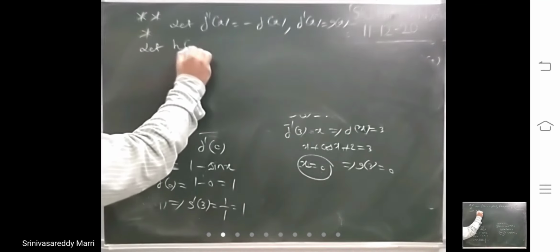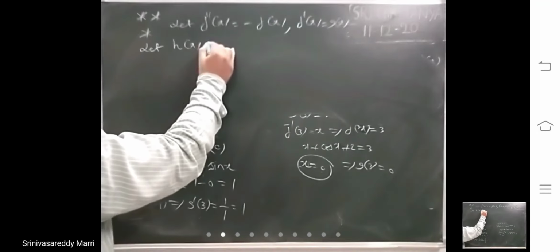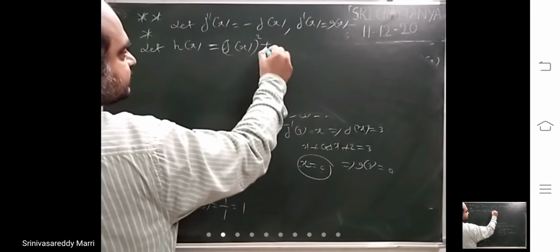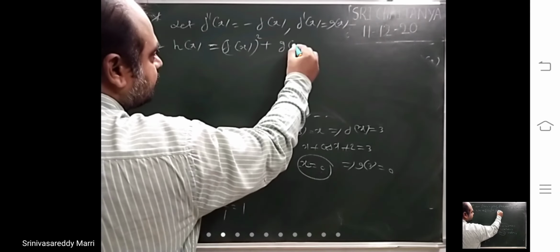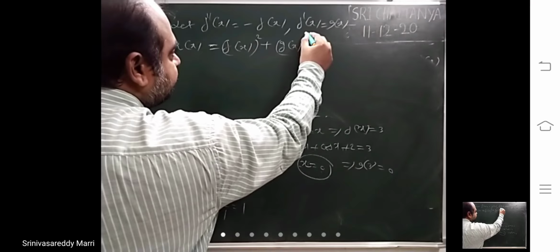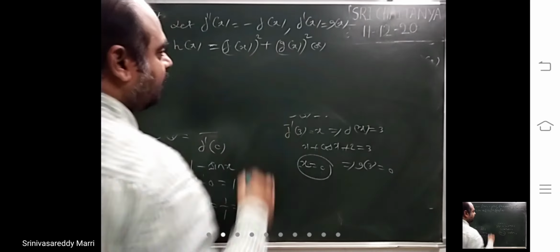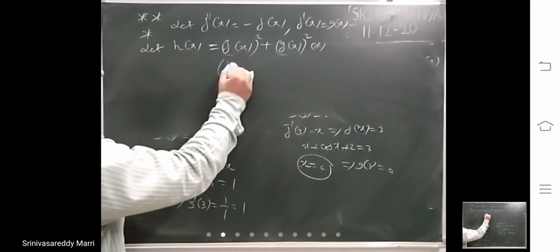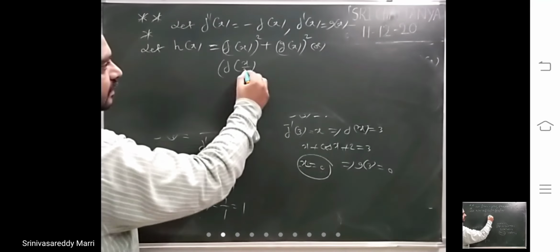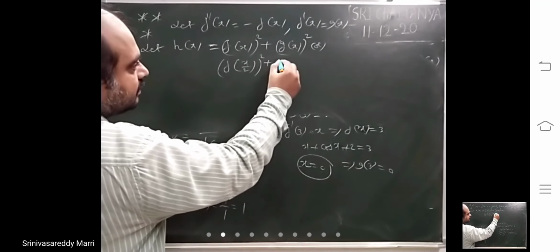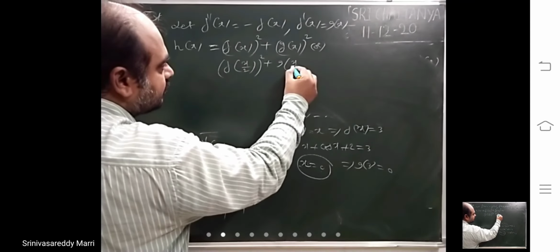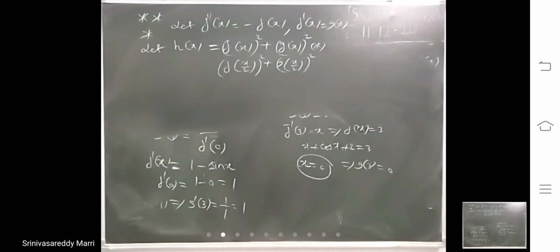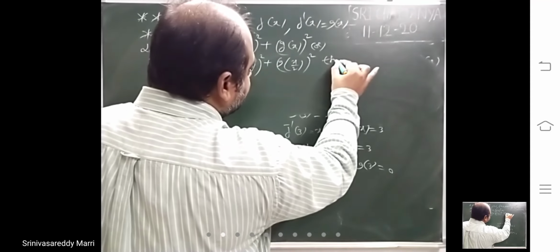Let some function be there: h of x is f of x whole square plus g of x whole square. Either this, or you will be given like this. Then the result is, I will tell how.